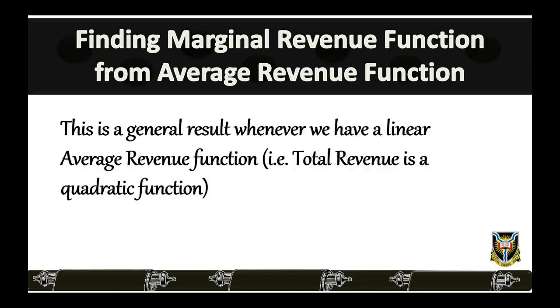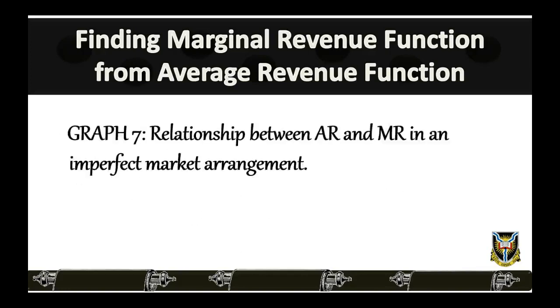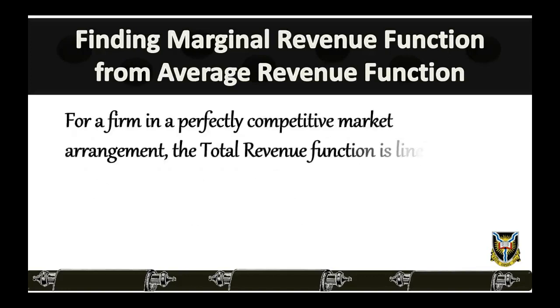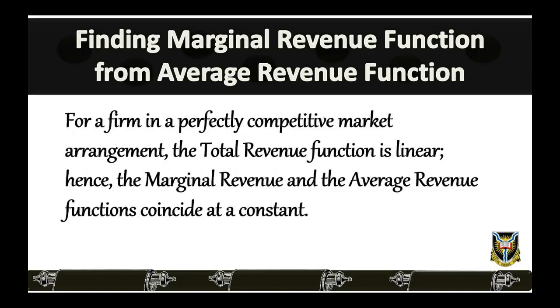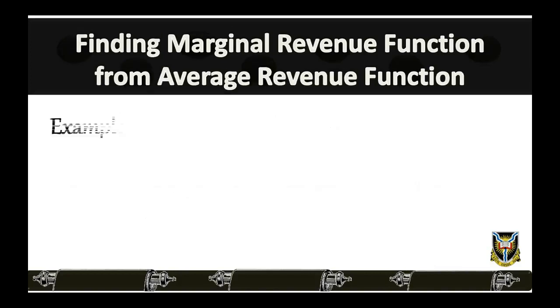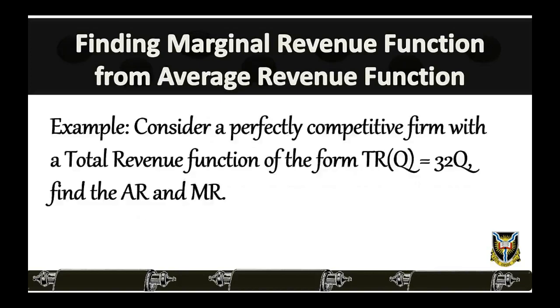Graph 7. Relationship between average revenue and marginal revenue in an imperfect market arrangement. For a firm in a perfectly competitive market arrangement, the total revenue function is linear, hence the marginal revenue and the average revenue functions coincide at a constant. Example: consider a perfectly competitive firm with a total revenue function of the form TR(Q) equals 32Q.